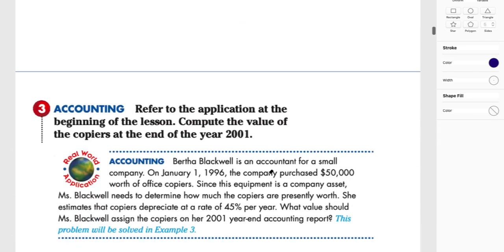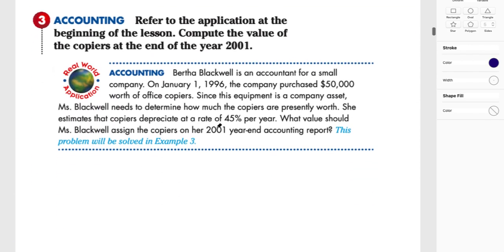Let's go ahead and look at example 3. So example 3 is going to refer to the information in the beginning of the text. Bertha Blackwell is an accountant for a small company. On January 1st, 1996, the company purchased $50,000 worth of office copiers. Since this equipment is a company asset, Ms. Blackwell needs to determine how much the copiers are presently worth. She estimates that the copiers depreciate at a rate of 45% per year. What value should Ms. Blackwell assign the copiers on her 2000 year-end accounting report?